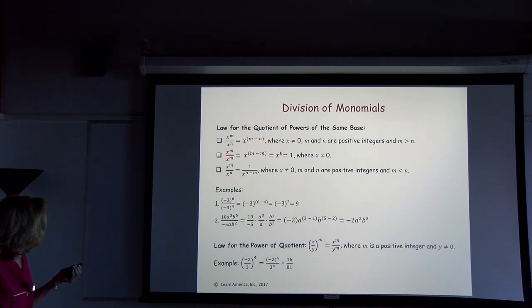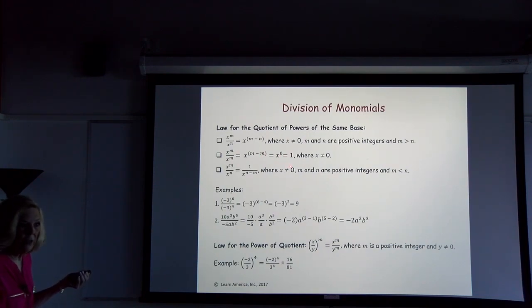In the situation where the exponents are equal, where m and n are the same, well, this is really cool because what's x to the m divided by x to the m? Anything divided by itself is always 1. But if I look at the rule for the exponents in division, I have x to the m minus m, which becomes x to the 0.